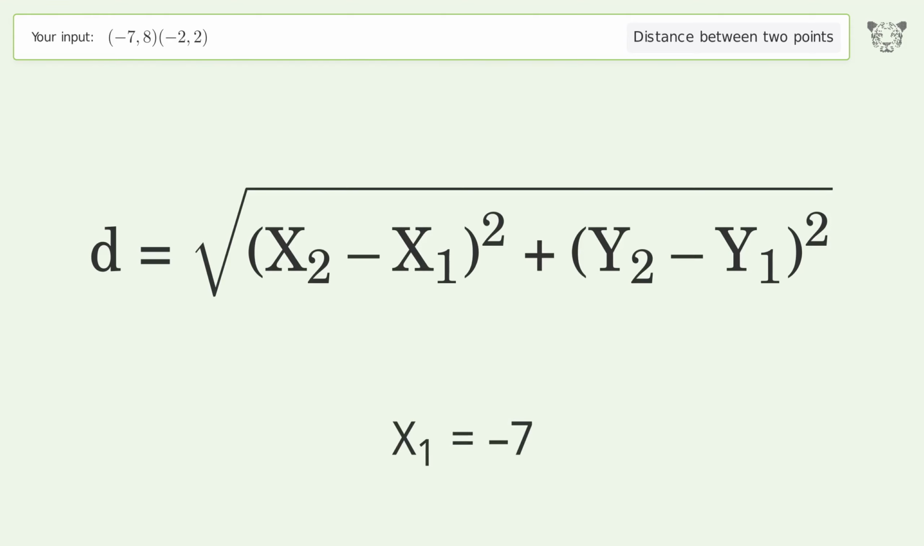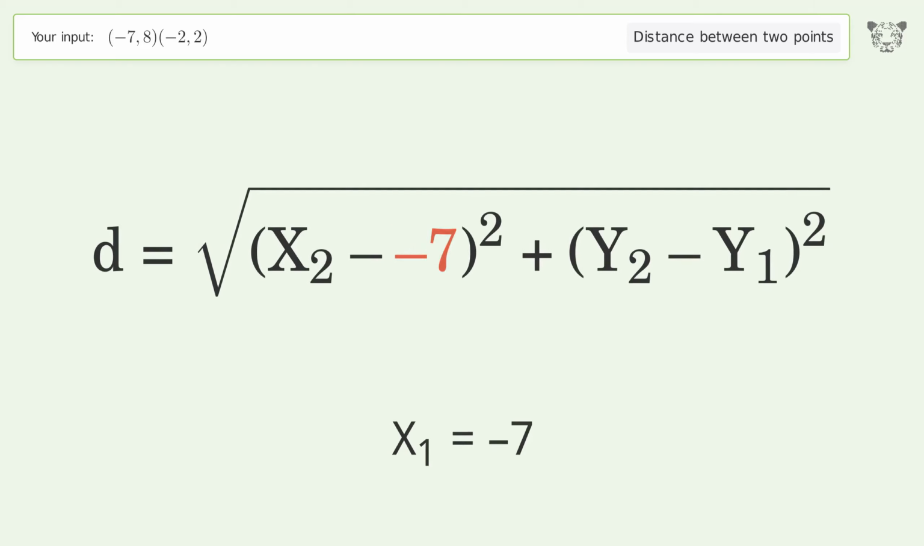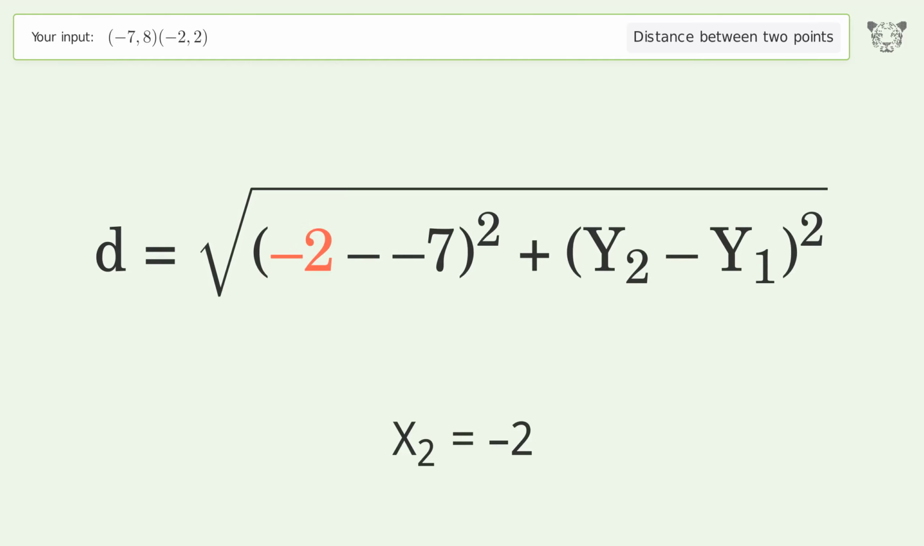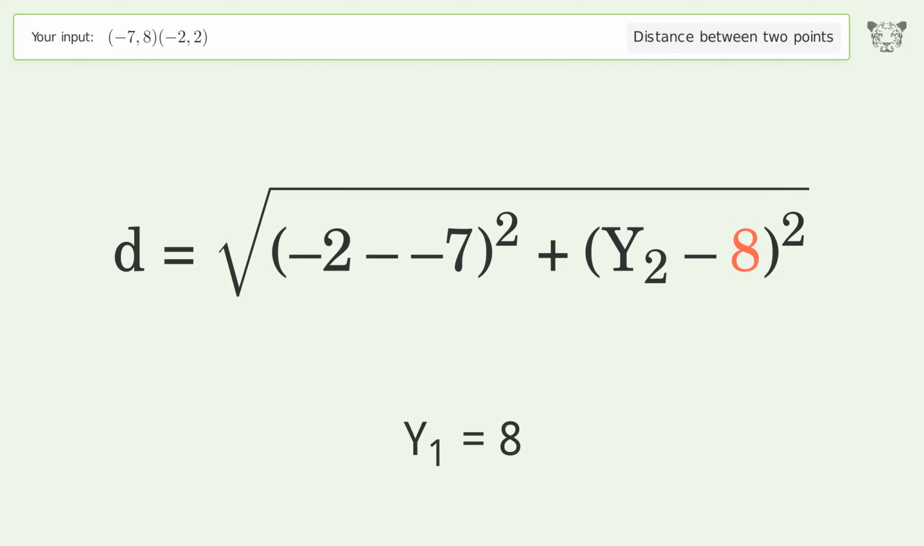x1 equals -7. x2 equals -2. y1 equals 8. y2 equals 2.